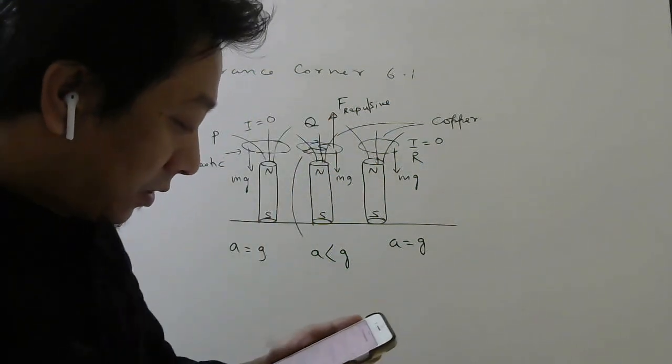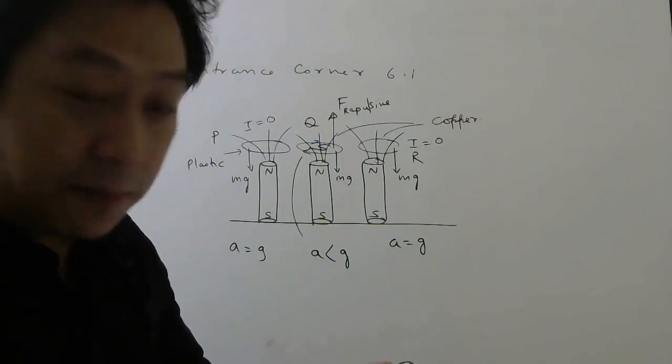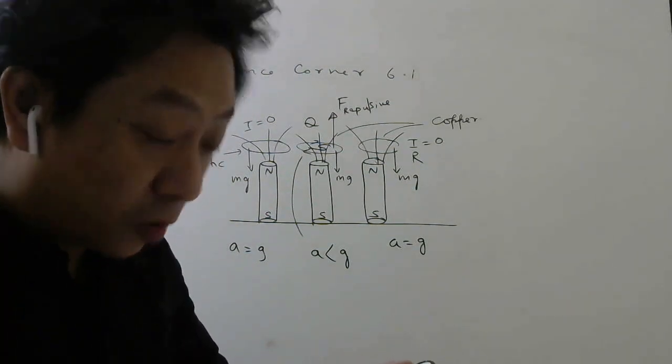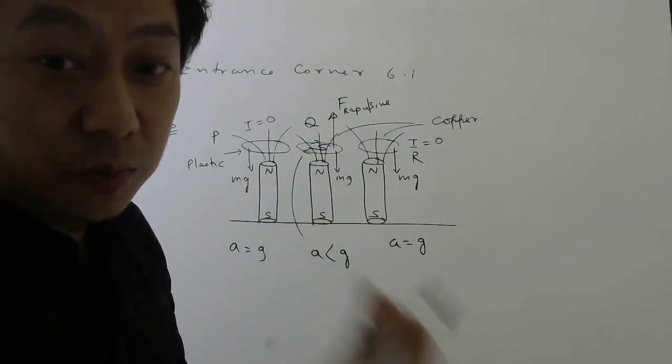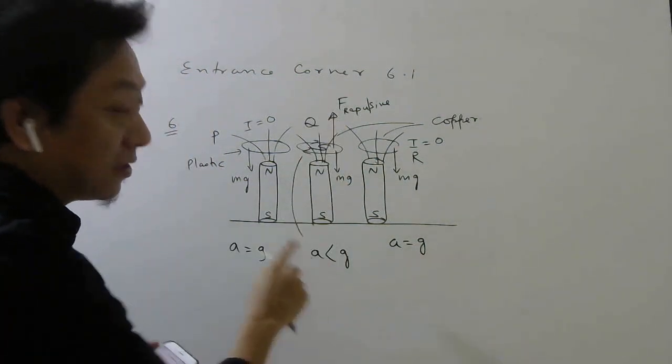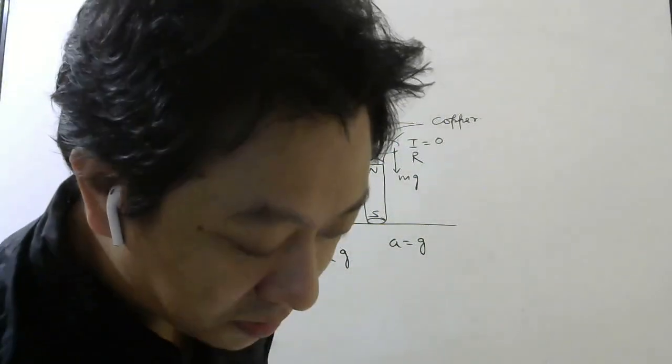Which option? C. Rings P and R arrive simultaneously, followed by Q. Simultaneously means together, followed by Q means after that Q will come. So Q will take more time because it is falling with less acceleration. Clear, students? Okay. Question number 7, you see now.